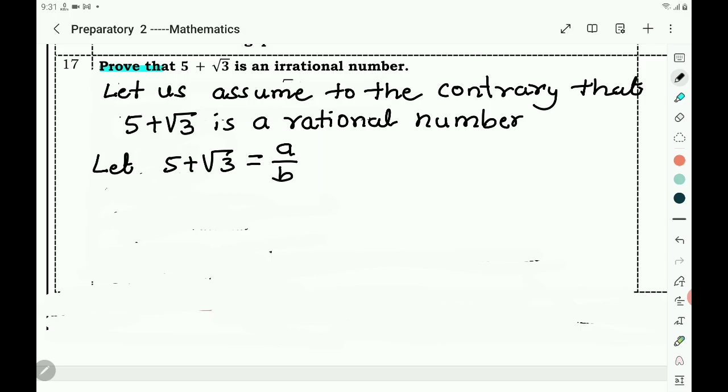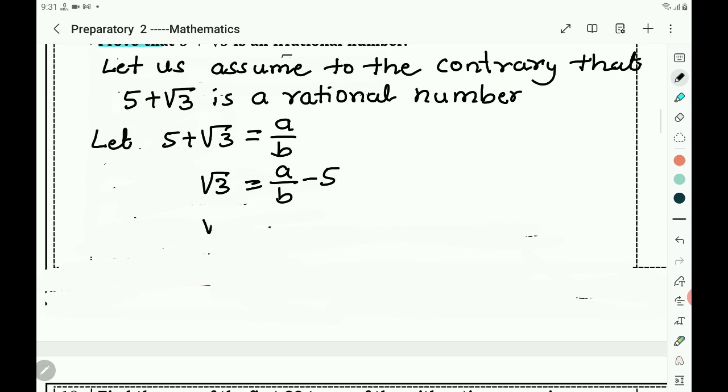a by b. Transfer this 5 to the RHS by keeping this root 3 only in the LHS. Root 3 equals a by b minus 5. Now you write root 3 equals, take the LCM. LCM is b, and the denominator you got b. That is the LCM of b and 1, and the numerator becomes a minus 5 into b. a minus 5b. In the RHS you got a minus 5b by b, and in the LHS you got root 3.